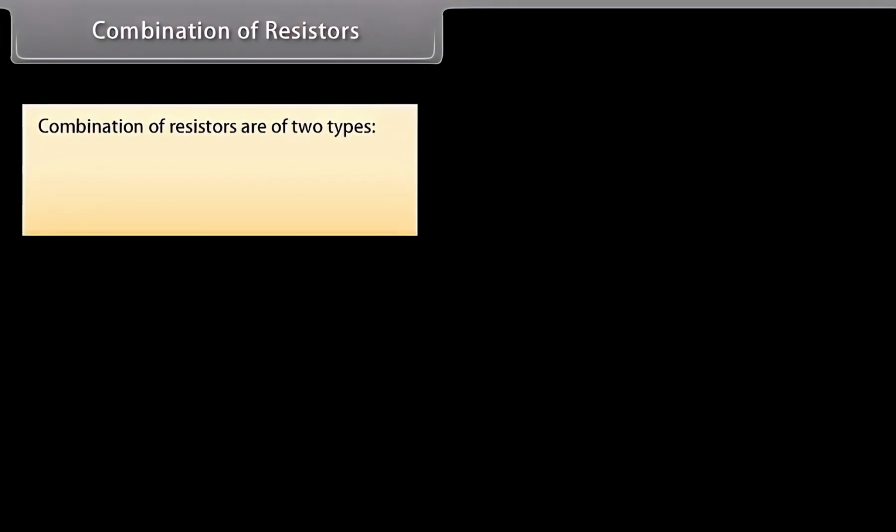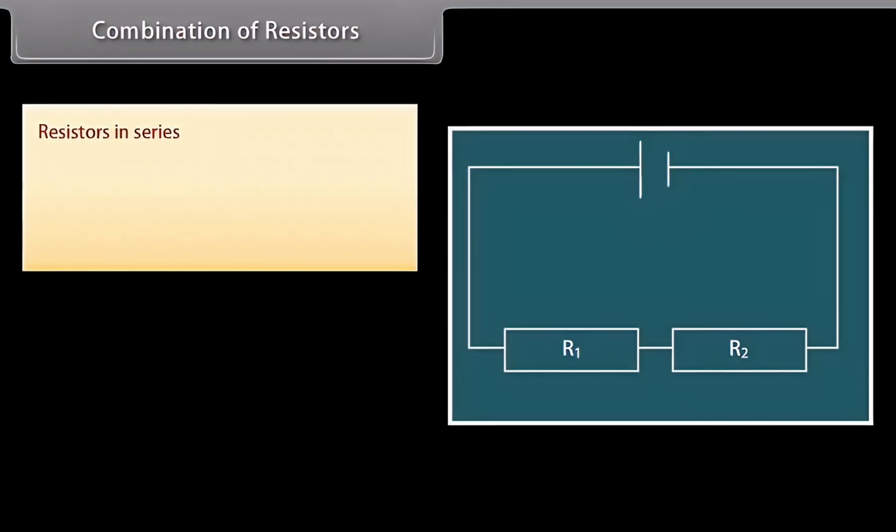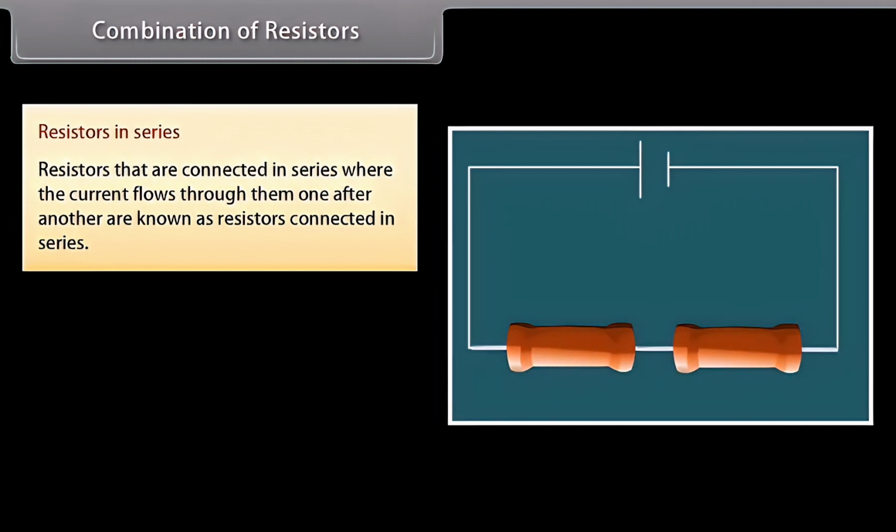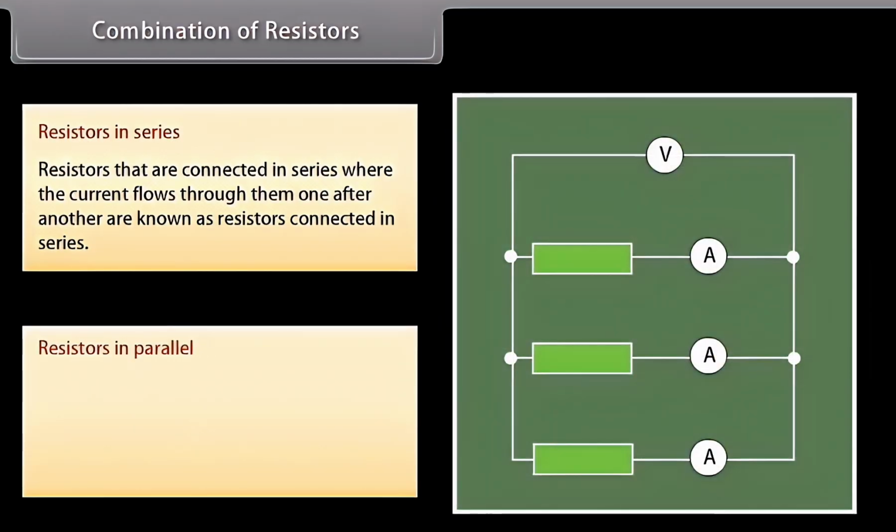Combination of resistors. Combination of resistors are of two types. They are resistors in series and resistors in parallel. Resistors in series. Resistors that are connected in series, where the current flows through them one after another, are known as resistors in series. Here, the current depends on the applied voltage, the number of components, and the nature of components in the circuit.